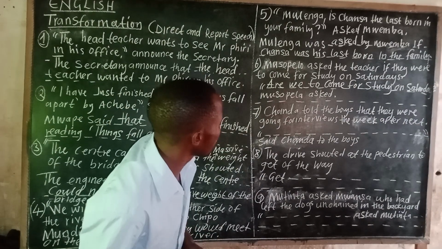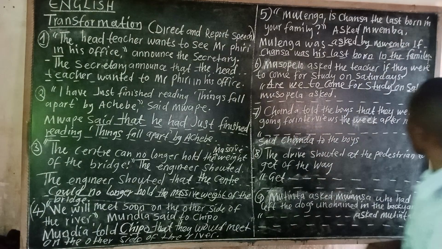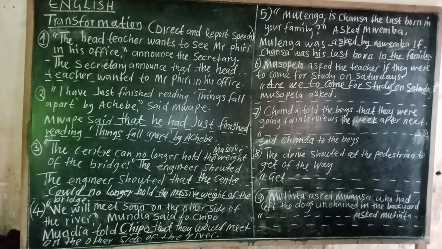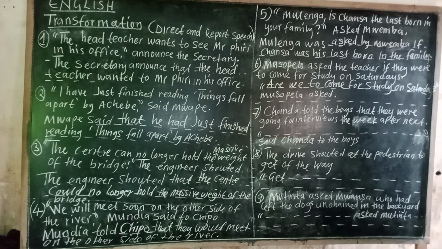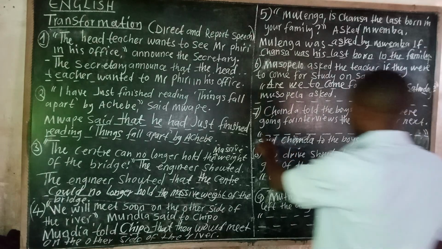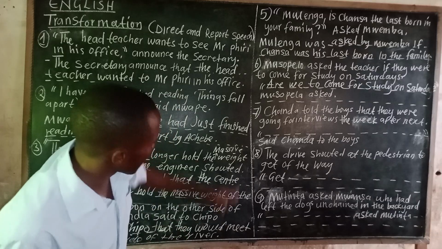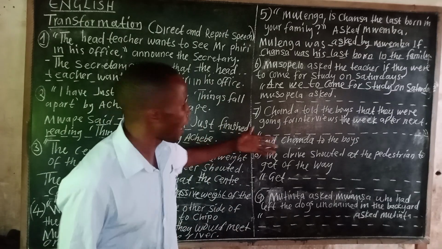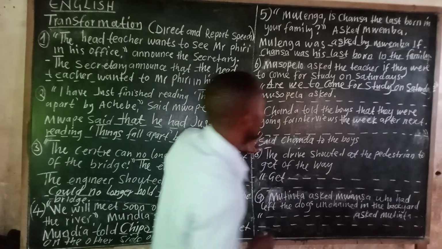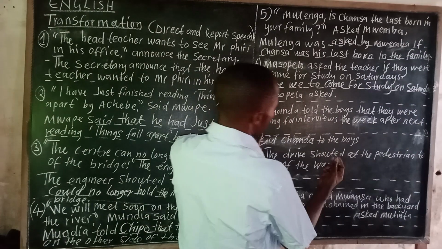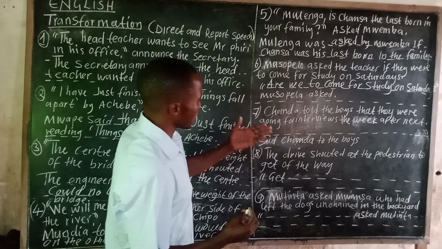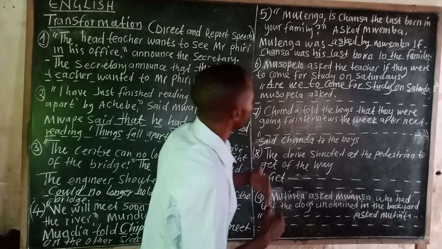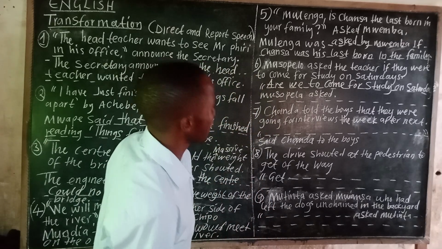Chanda told the boys that they were going for interviews the week after next. So now you write it now directly now. Direct speech. So how is it going to be written? You are going to start. This is just a statement. There is no question. So this one was just saying Chanda. Chanda told the boys that they were going for interviews the week after next.